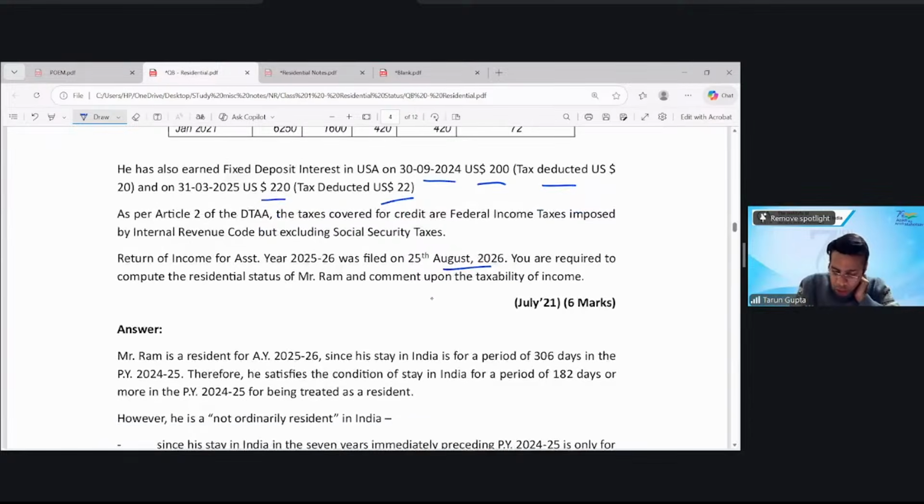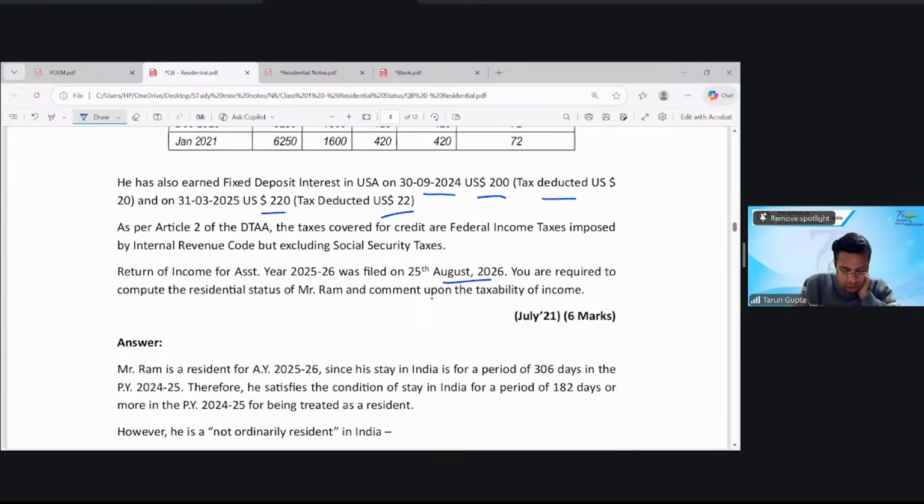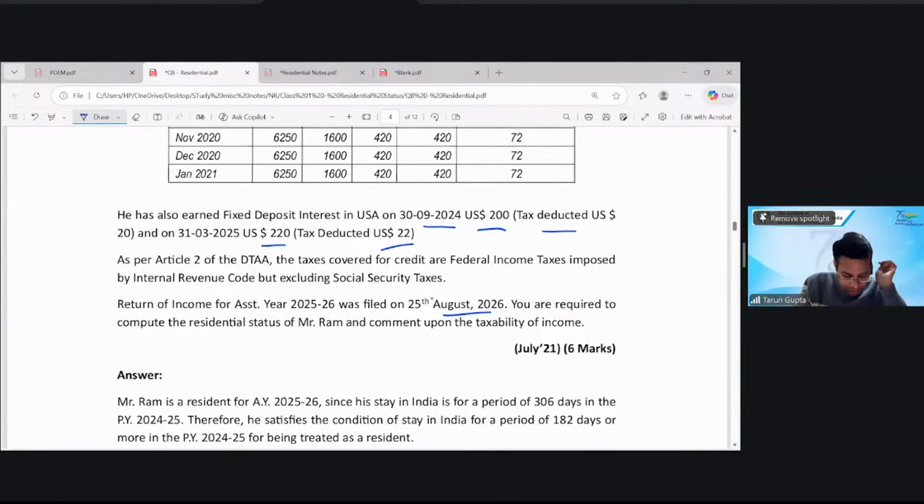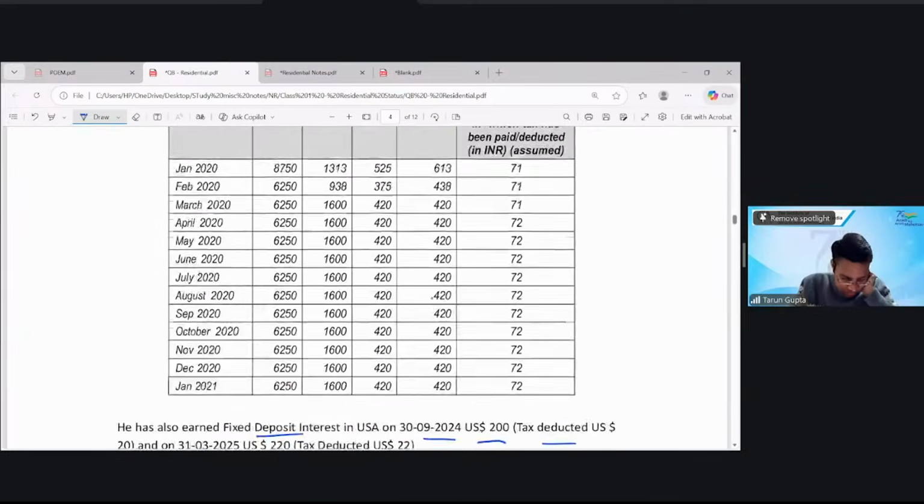Return of income for AY 25-26 was filed on 25th August 2026. You are required to compute the residential status and comment upon the taxability of income. So he is deriving two types of income, salary and the FD interest. First, let's see his residential status.